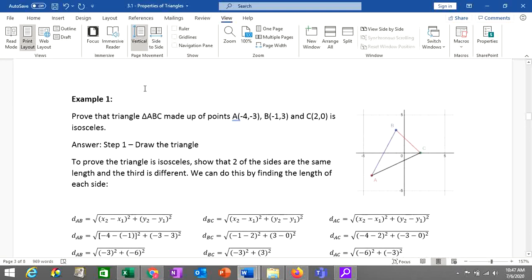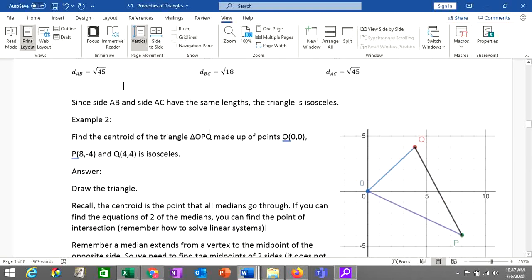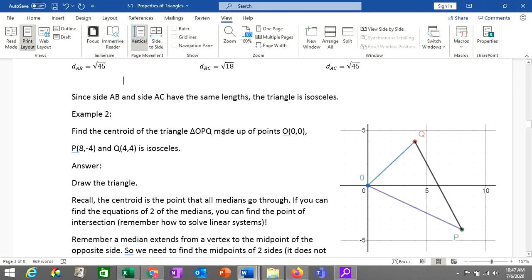Okay, so this is a relatively easy example. You'll notice it's a pretty short calculation. Now we're going to get into some longer ones.